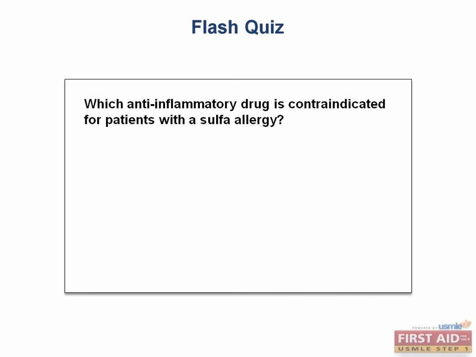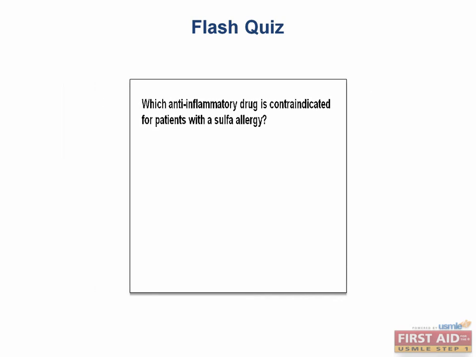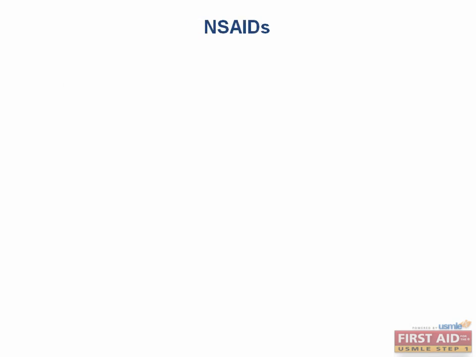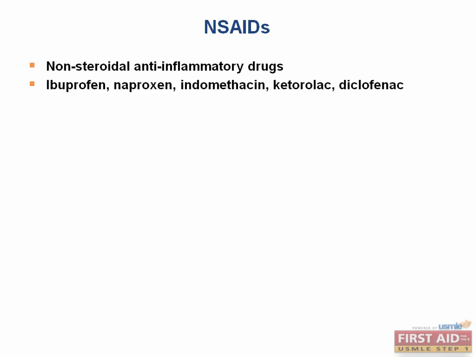Flash quiz. Which anti-inflammatory drug is contraindicated for patients with a sulfa allergy? Very good, celecoxib, the only COX-2 inhibitor available in the US. This next category of drugs is a big one. There are many NSAIDs, but you should be familiar with ibuprofen, naproxen, indomethacin, ketorolac, and diclofenac.